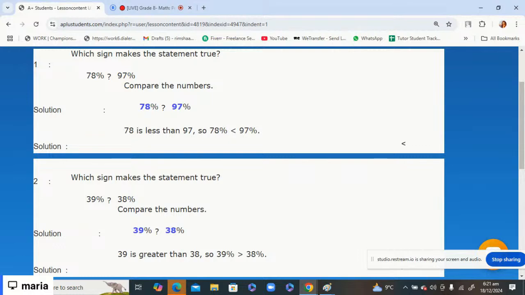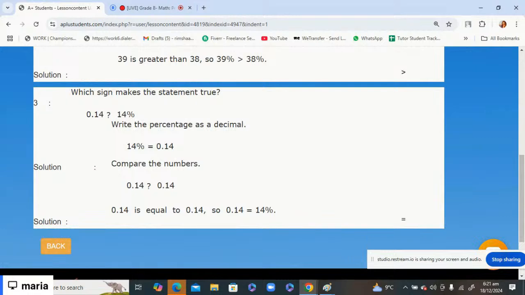Okay, now for the next, which sign makes the statement true, 39% or 38%? This also is shown by the numbers. 39% is greater as compared to the 38%. Okay, so we also see that thing.